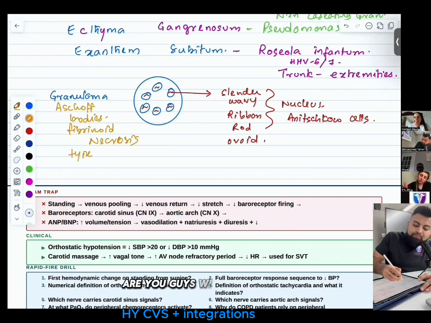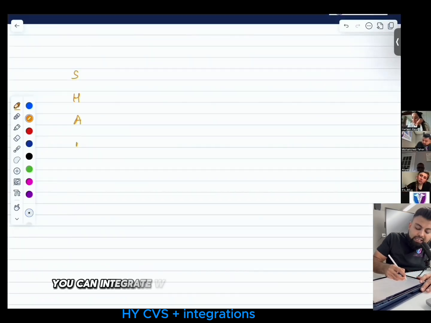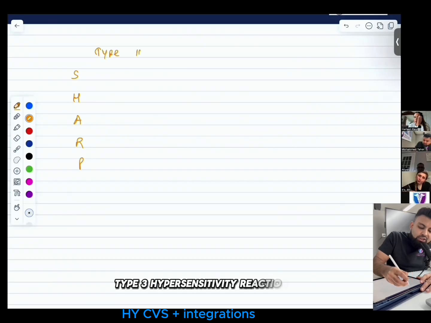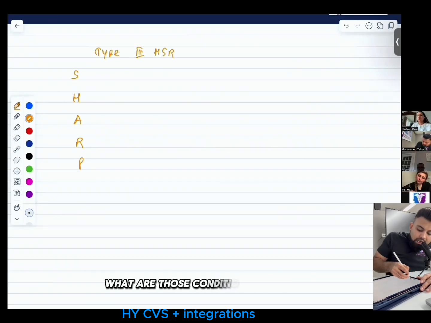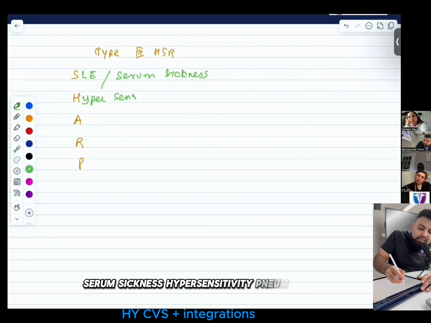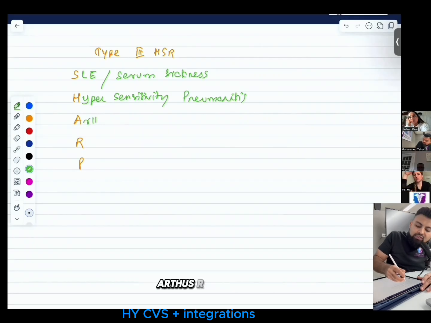Are you guys with me? Yes, sir. So for type 3 hypersensitivity reaction, just for a quick recall, what were the diseases? You can integrate with fibrinoid necrosis here as well. What are those conditions? SLE, serum sickness, hypersensitivity pneumonitis, Arthus reaction.